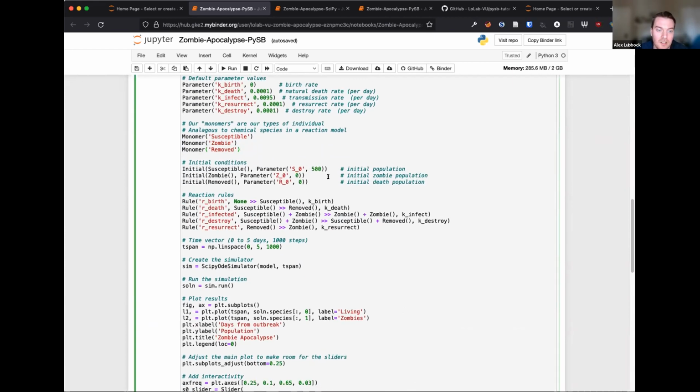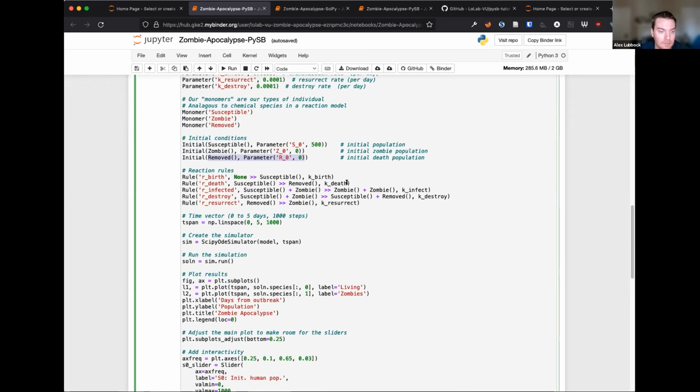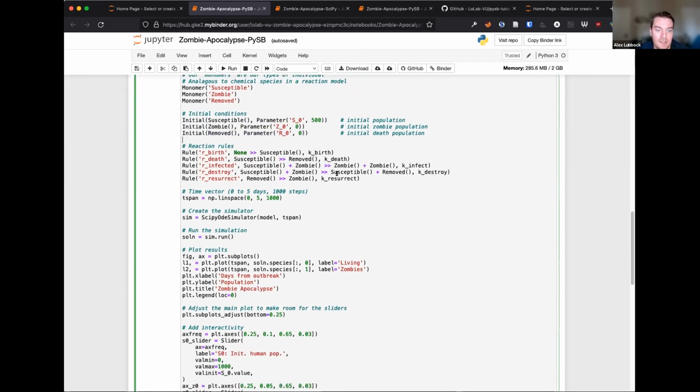Then we need some initial conditions. So these are the initial populations. So in this case, we're starting with 500 in the susceptible group, and nothing in the zombies group, and nothing in the removed group. And then we define the dynamics of the model. So the first rule is that we have birth. So there's this none keyword, which is this de novo synthesis.